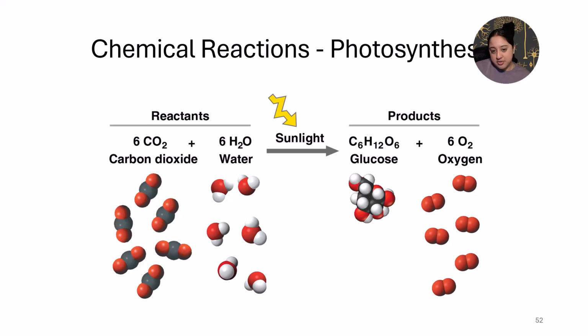And then here's another one that's showing the molecules. If there's carbon dioxide and water, you're rearranging these pieces, and now there's glucose and oxygen. And that's powered by sunlight, because sometimes it takes energy to make a chemical reaction happen.